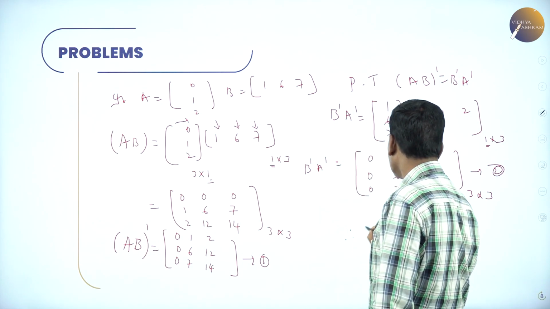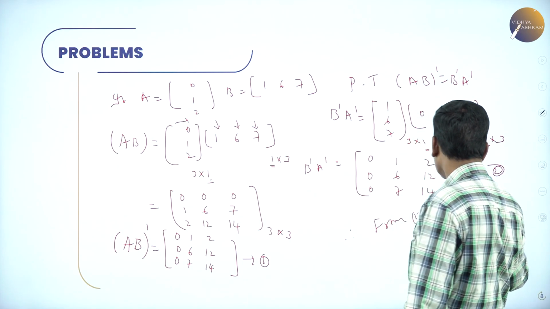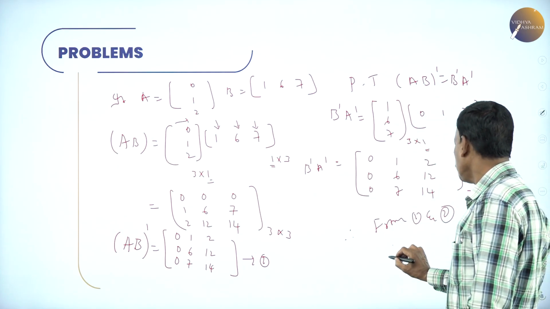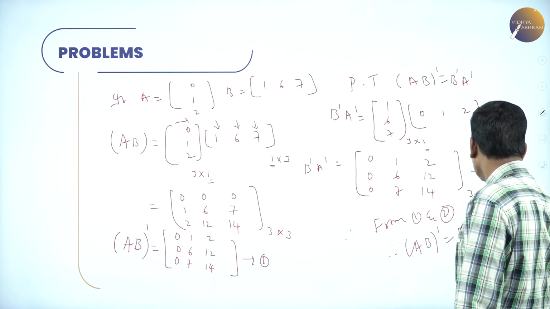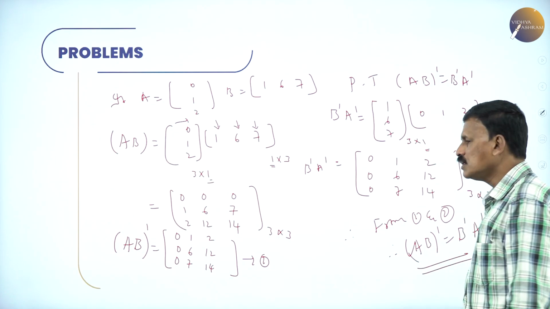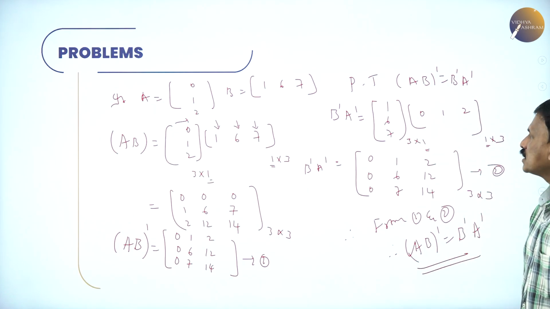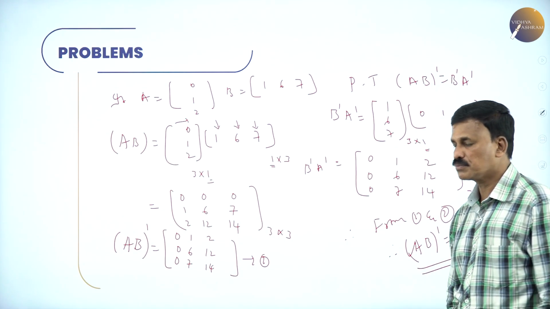So therefore from 1 and 2, you can say that AB whole dash is always equal to B dash into A dash. AB whole dash is equal to B dash into A dash, the reversal law of transposes. This is a very important problem.